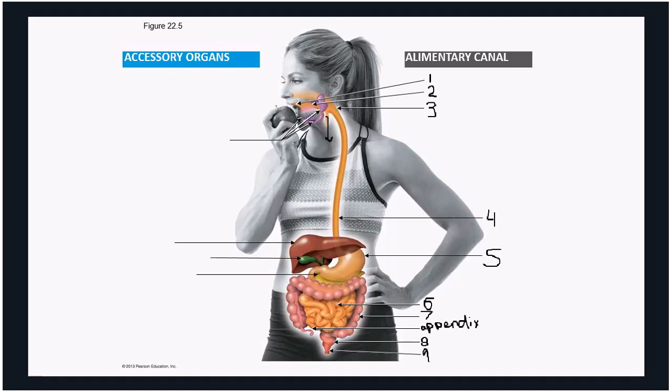So over on this other side are some of your accessory organs. This first one is your salivary glands, so that's making your saliva. This one's your liver, which makes bile. This is your gallbladder, which stores bile. And this one is your pancreas, which also kind of neutralizes stomach acid and has a few more digestive enzymes. So those are the accessory structures.